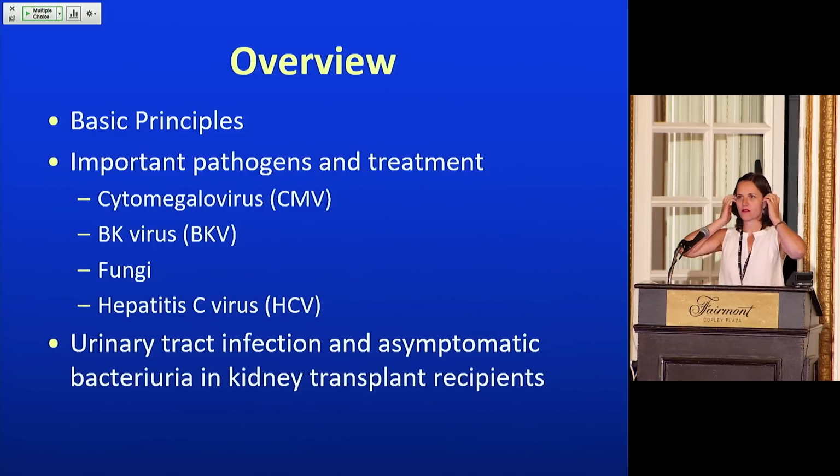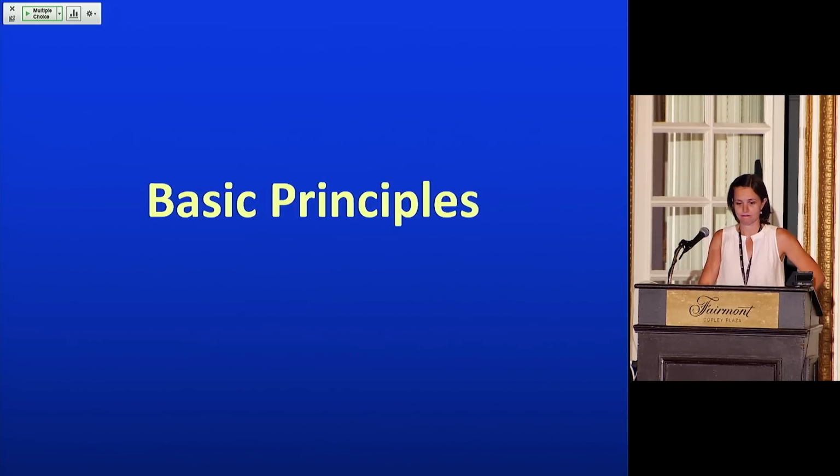So just to give you an overview of how we're going to approach talking about infection in the transplant patient, first I want to review some of the basic principles of transplant infectious diseases, and then we're going to move on and talk about important pathogens in the kidney transplant patient. So I think that includes CMV, BK virus. We'll talk about fungi and hepatitis C. And then lastly, I'll conclude by talking about urinary tract infection and asymptomatic bacteriuria in kidney transplant patients.